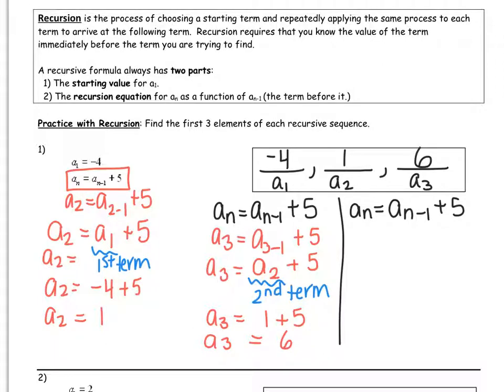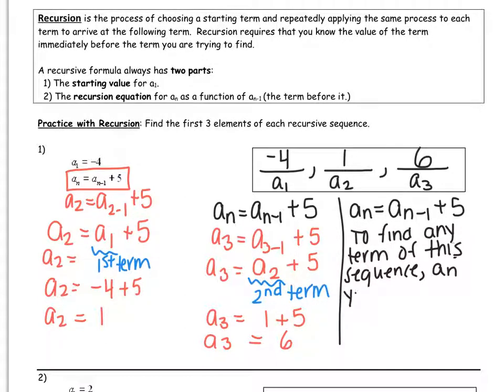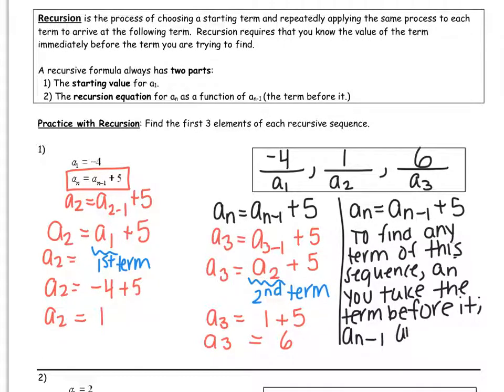You could write, to find any term of this sequence, which we'll call a sub n, you take the term before it, which is a sub n minus 1, and then add 5. Okay, I think that would be appropriate as well.